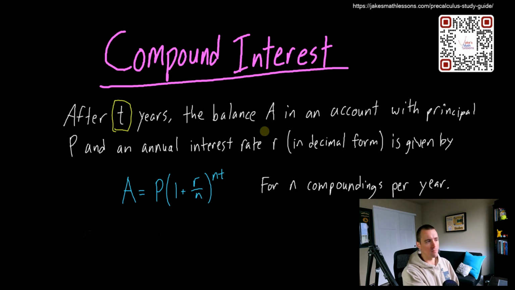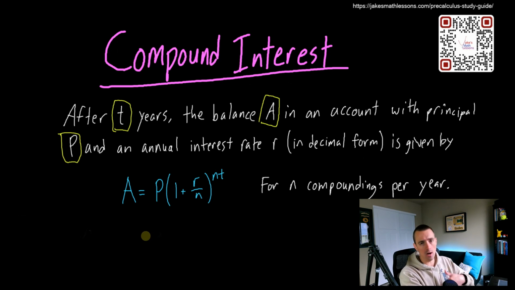Then we have the balance, A. This tells you our balance in our account is given by A, with principal P. So P is the principal. Principal just means the amount of money that you first put into the account. That's an important distinction here. Basically, it's important to notice that you use this equation when you have just an initial investment. Let's say I put $1,000 into an account today.